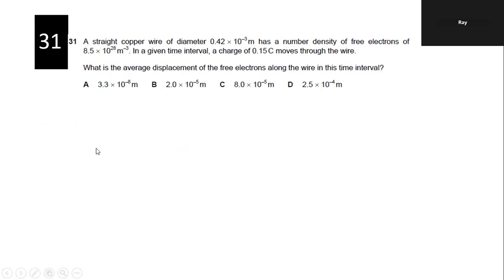A straight copper wire of diameter 0.42 times 10 to the power minus 3 meter has a number density of free electrons of 8.5 times 10 to the power 28 per cubic meter. In a given time interval, a charge of 0.15 coulomb moves through the wire. What is the average displacement of the free electron along the wire in this time interval? Calculate the drift velocity first.